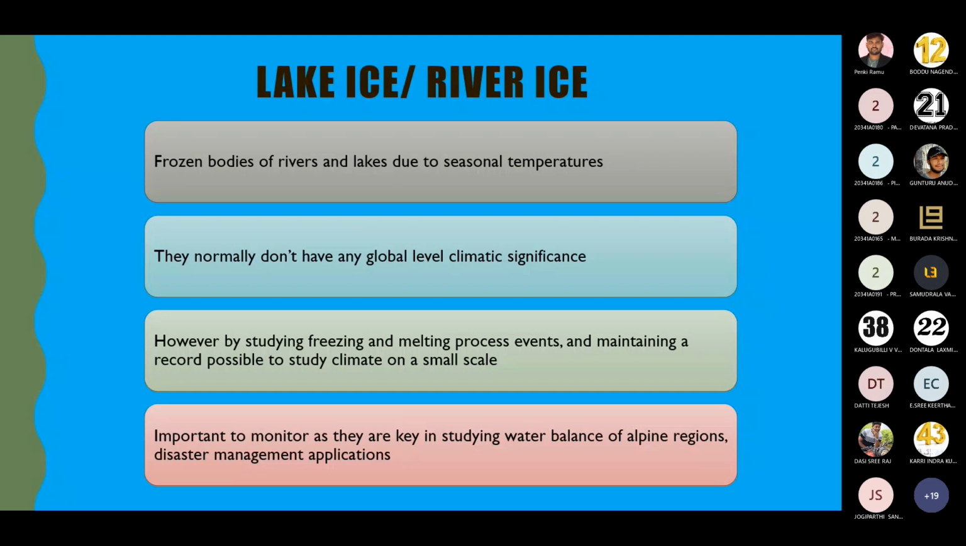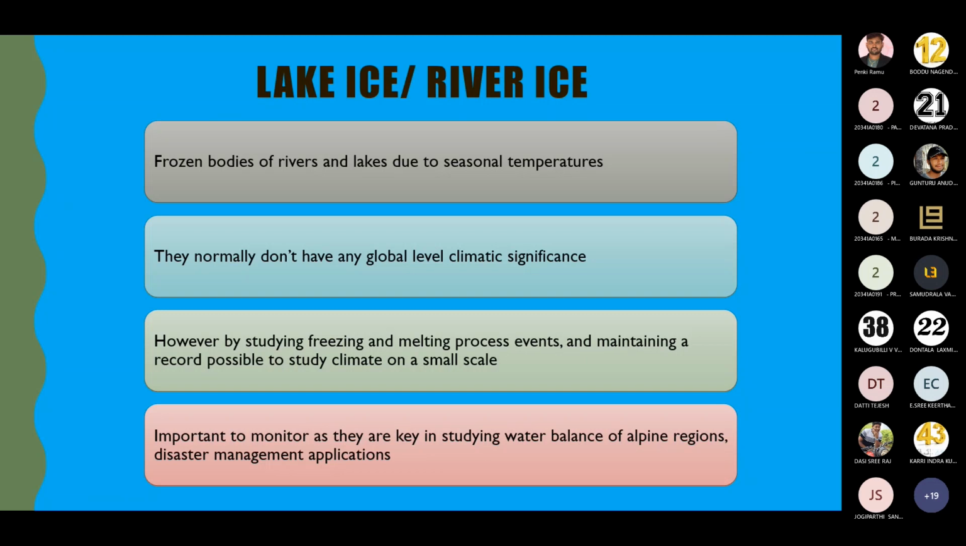It is also very important to monitor them as they are key indicators in studying the water balance of alpine regions and also in disaster management applications. So the study of lake ice and river ice is very important in water balance of alpine regions as well as disaster management applications. So probably you know about the Kedarnath incident. It happened because of a lake that burst, a glacial lake that burst. So I will show you a small video at the end of the presentation.